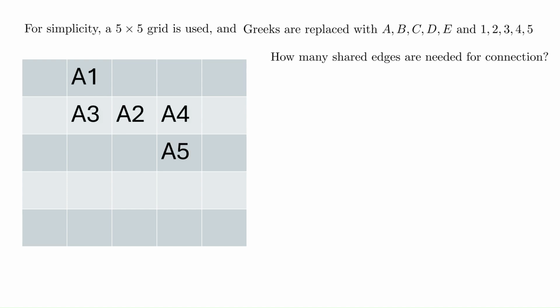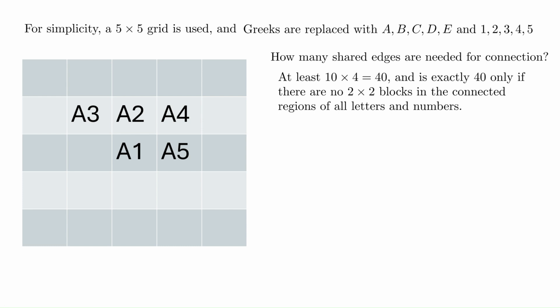Let's look at an example of a connected region for letter A. There is a shared edge between A1 and A3, one between A3 and A2, between A2 and A4, and the last one, A4 and A5. Total 4 edges. But if the region contains a 2 by 2 block like this one, A2, A4, A5, and A1, then there will be more than 4 shared edges. The 2 by 2 block itself will contain 4 edges.